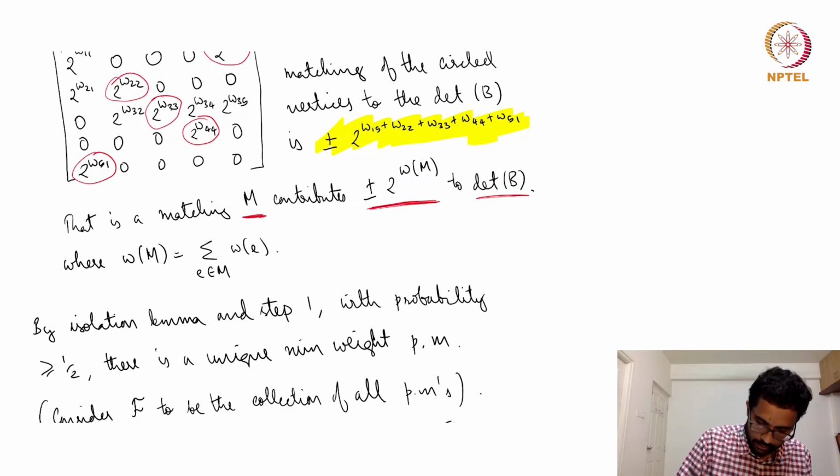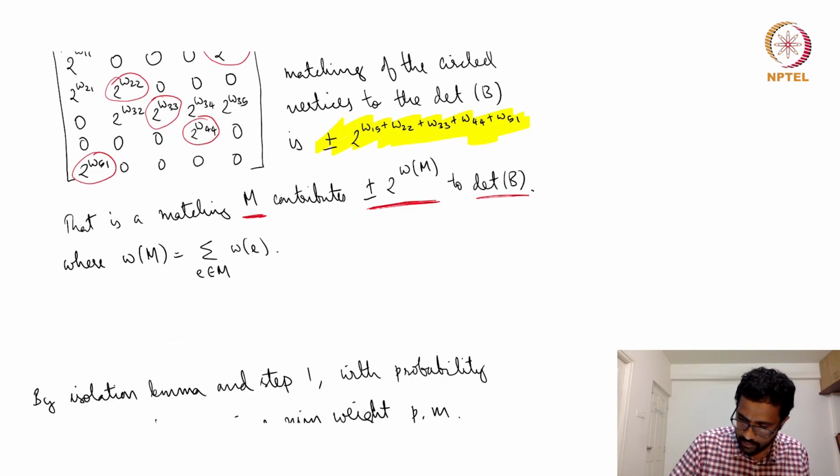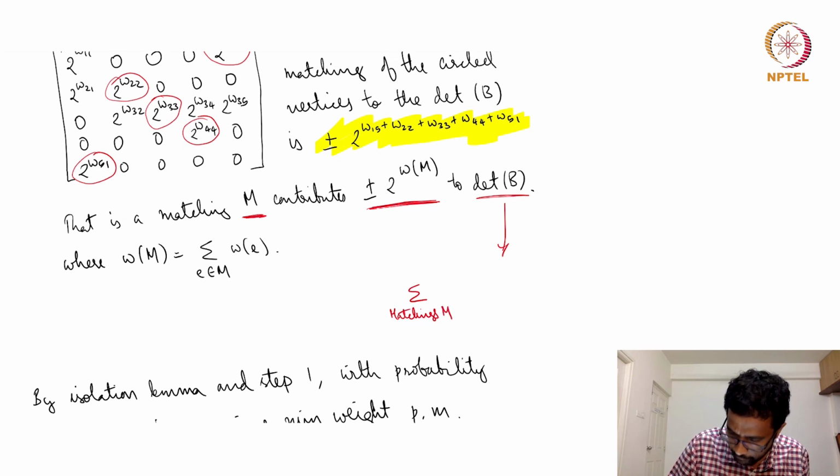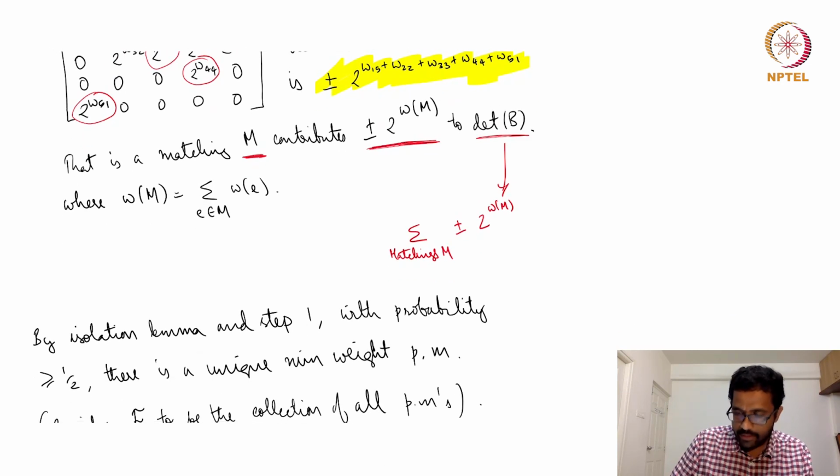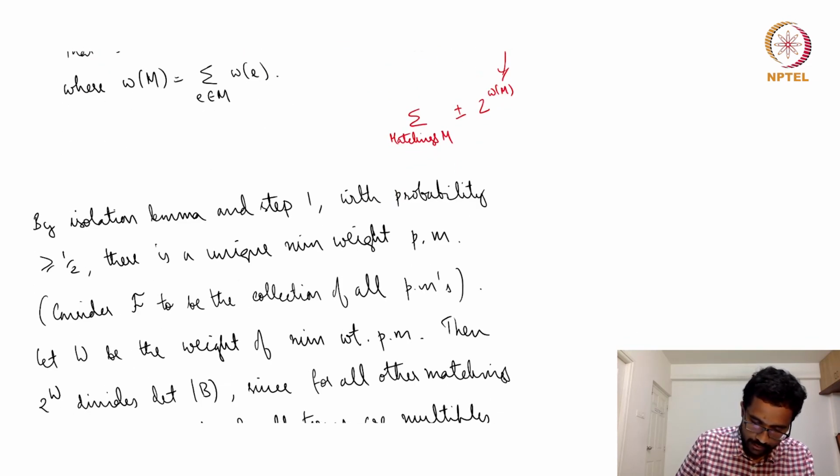To elaborate a bit further, the determinant is the summation over matchings M of plus or minus, depending on the sign of the permutation corresponding to the matching, 2 power weight of M. This is what the determinant is, where the weight of M is just the sum of the weights of the edges. And as I already said, by the isolation lemma and step 1, with probability at least half, there is a unique min weight perfect matching.